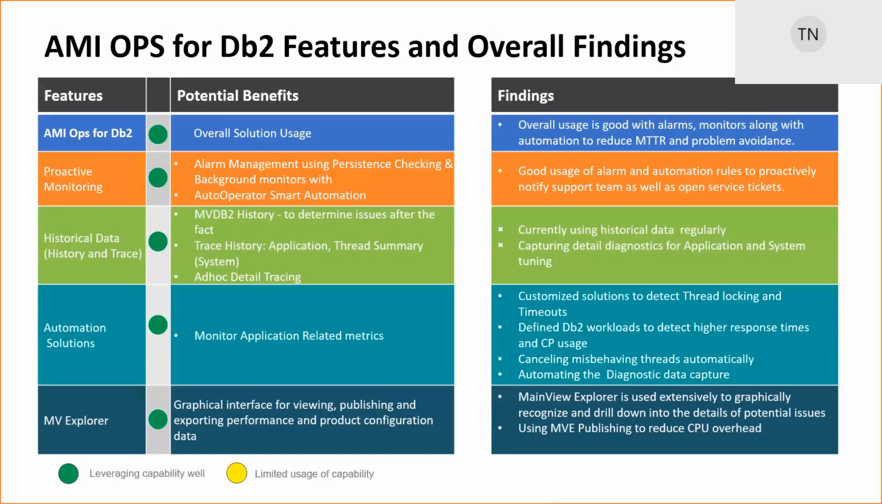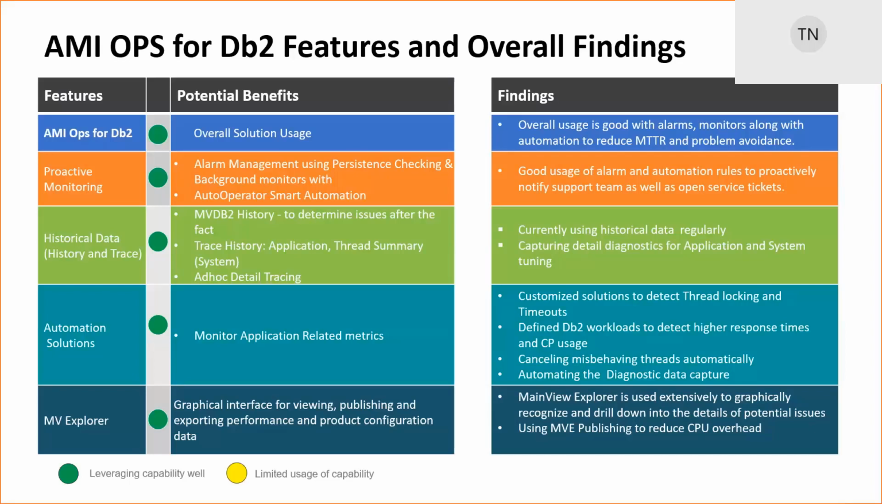So, if you look at an example, we can take for a feature proactive monitoring. Potential benefit is alarm management using persistence checking and background monitors. And the findings were, hey, there's good usage of alarms and automation rules. So again, features of the product, how they benefit you, and then how the customer is doing. And you'll see these green dots over here. Green is good. It indicates that the customer is doing something meaningful in this area. Yellow doesn't mean bad. It just means we probably need to look into it a little further.